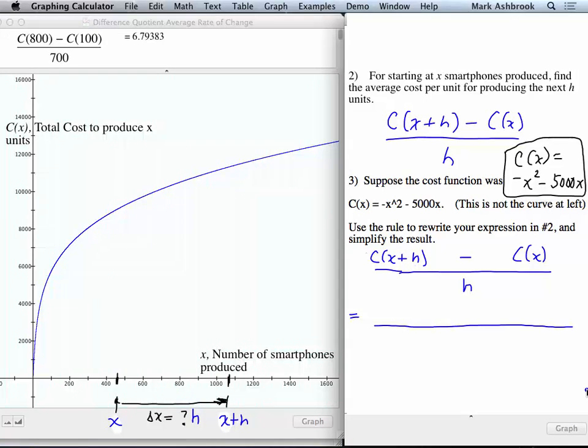Okay, so that's just this bit, right? It's a good start. But now you've got to minus C of X and the whole thing over H. See? Yep, good.